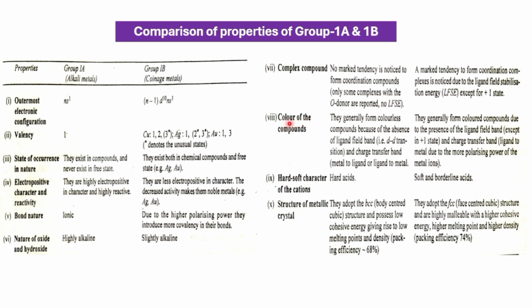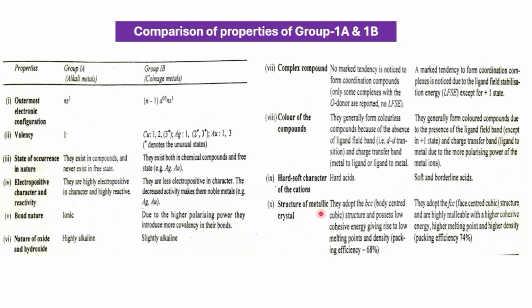Now, if you see the color of the compounds, group 1A elements generally form colorless compounds because of the absence of ligand field band, that is d-d transition, and charge transfer band, metal to ligand or ligand to metal charge transfer. In case of group 1B, they generally form colored compounds due to the presence of the ligand field band and charge transfer band. Now, if you see the hard-soft principle, group 1A elements are hard acids, whereas group 1B elements form soft and borderline acids.